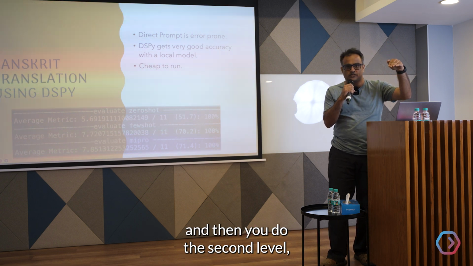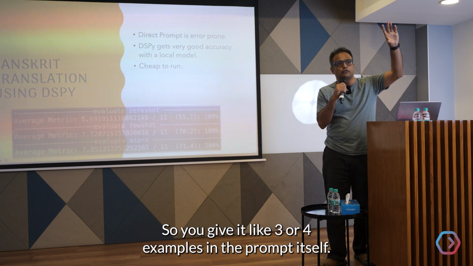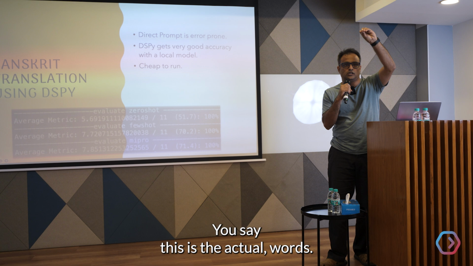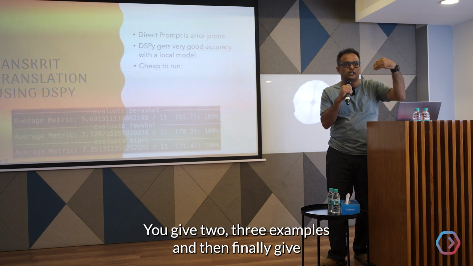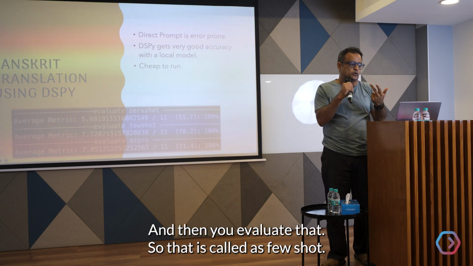And then you do the second level, which is what is called a few shot. So you give it like 3-4 examples in the prompt itself. You say this is the actual verse, this is the translation for it. You give 2-3 examples, and then finally give a new verse for it and let it translate. And then you evaluate that. So that is called few shot.